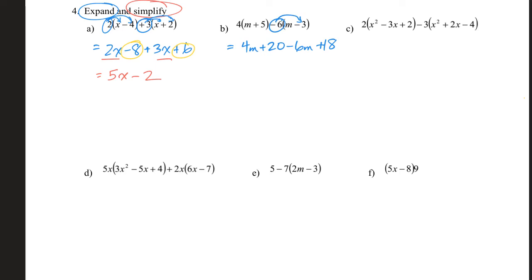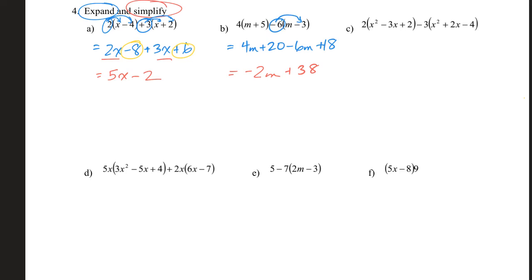Okay, we should be okay to collect like terms. 4m minus 6m is a negative 2m. And a 20 plus an 18, 38. If you got down to that, then you're good.